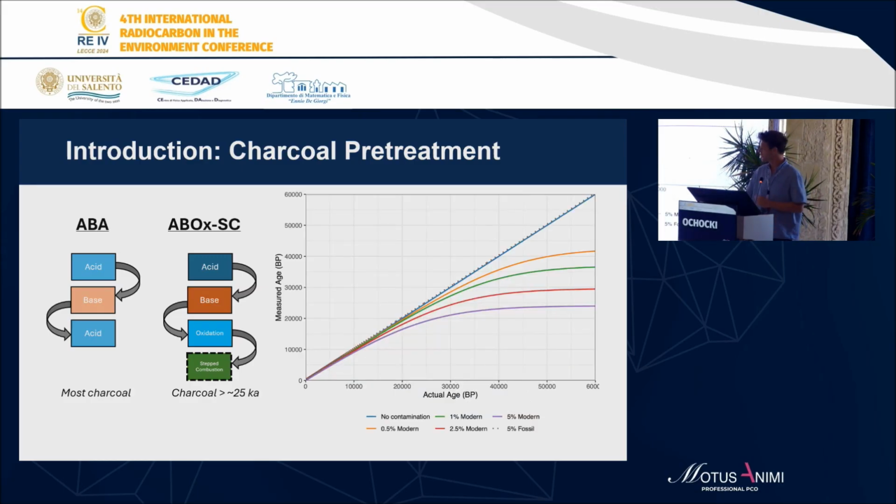And so for older charcoals, we use this method ABOX-SC, which stands for acid, base, oxidation, and step combustion. Generally we apply this ABOX method to charcoals suspected to be older than 25,000 radiocarbon years old, or charcoals that are heavily contaminated. And in general, the ABOX method is a more aggressive pre-treatment.